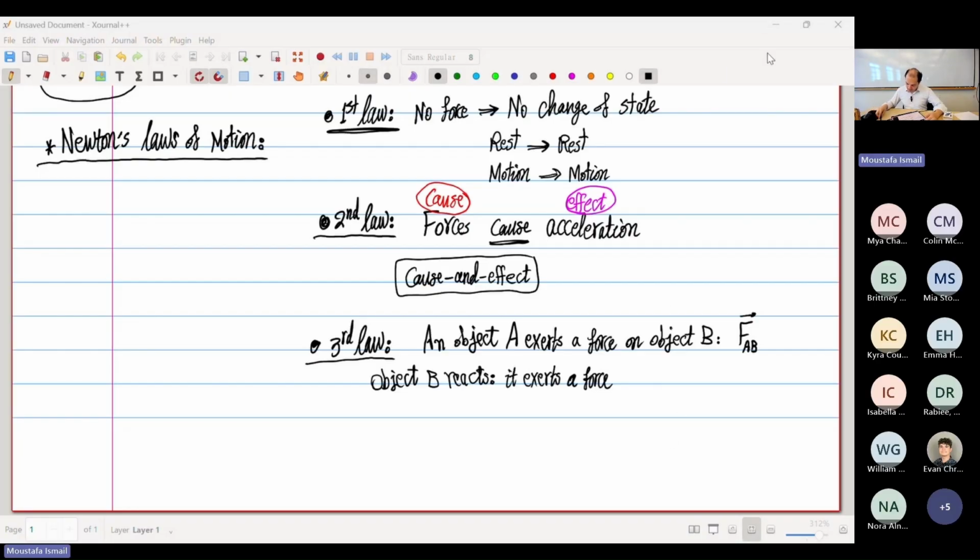Okay, so let's get back to where we were. Newton's third law: if we have two objects, object A and object B, object A exerts a force on object B denoted by F sub AB. Those subscripts are crucially important. We're going to use them a lot when we discuss Newton's third law. Then object B reacts. It exerts a force back on object A, which we denote by F sub BA.